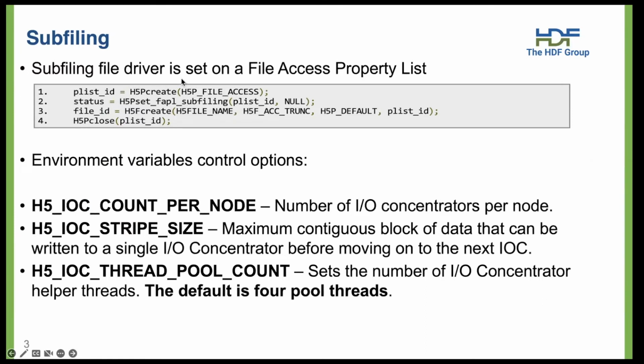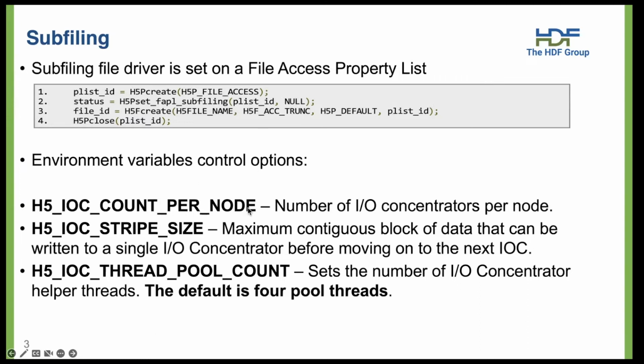So you have subfiling, and you have a file access property. If you have a parallel code now, instead of calling the MPIO driver, you will set the FAPL to the subfiling VFD. And then you create your file just as normal. And there are two options to control it. There's this null parameter that we usually pass. This is a struct where you can set these variables, or you can use the environment variables to control them instead and set that to null.